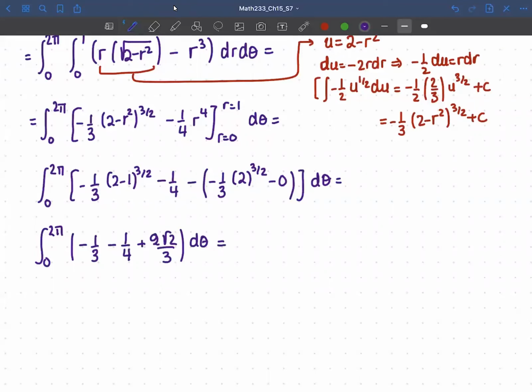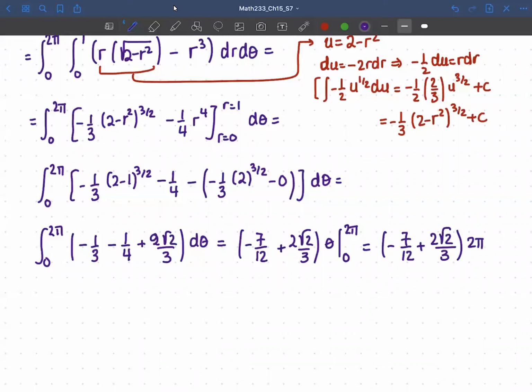So if we evaluate this integral, we'll have negative 7 over 12, from the negative 1/3 and negative 1/4, plus 2 square root of 2 over 3, times theta, which needs to be evaluated between 0 and 2 pi. So that will give us negative 7 over 12 plus 2 square root of 2 over 3, times 2 pi. And this is in cubic units, since we are talking about a volume.